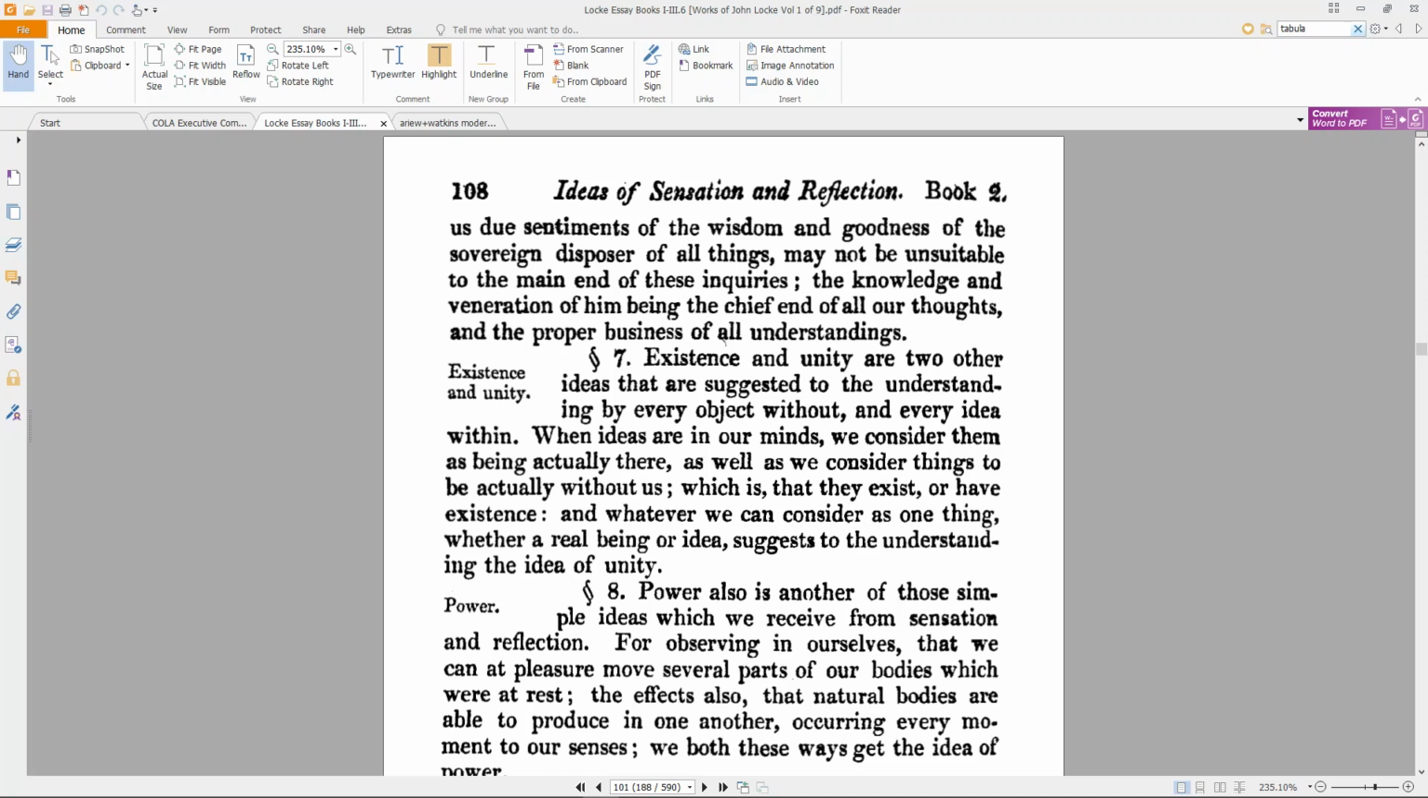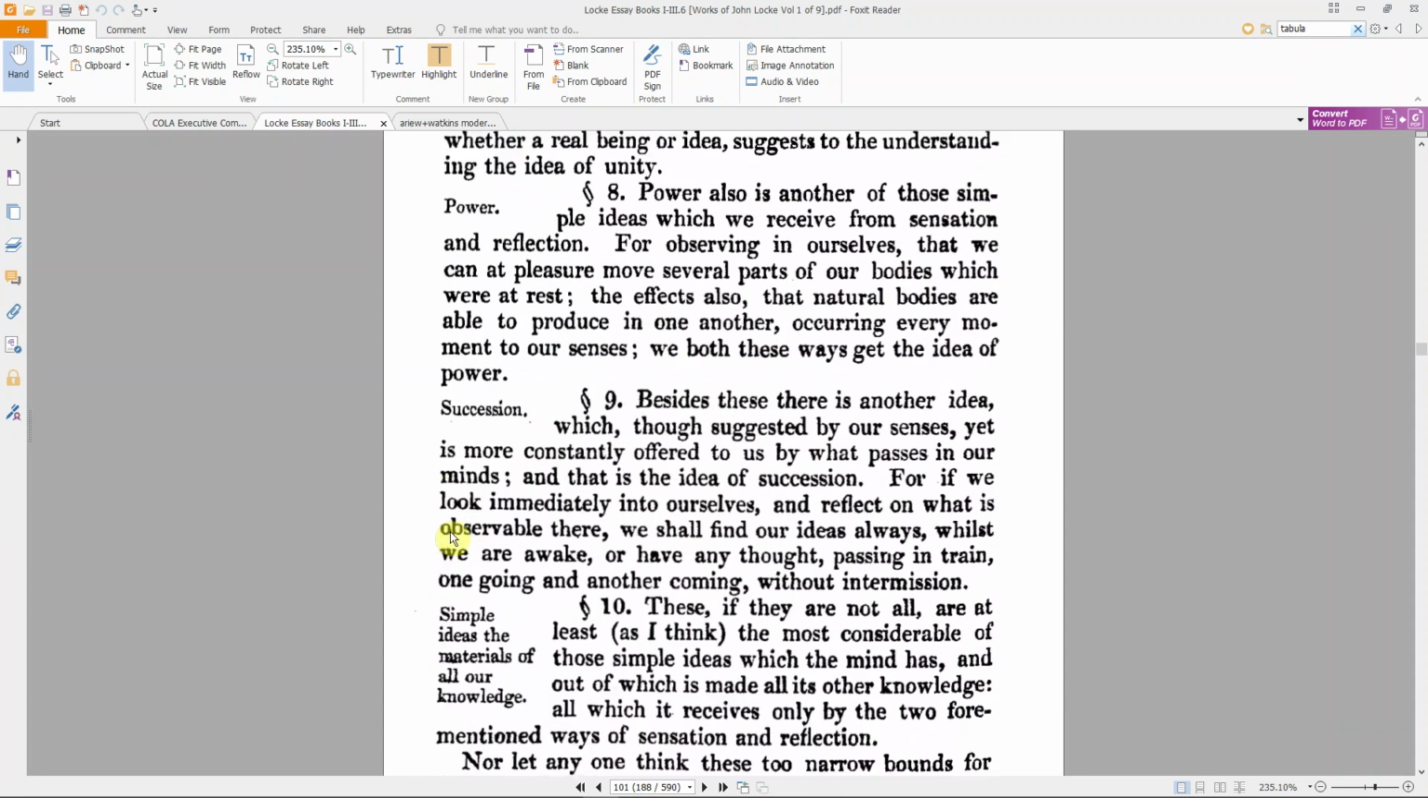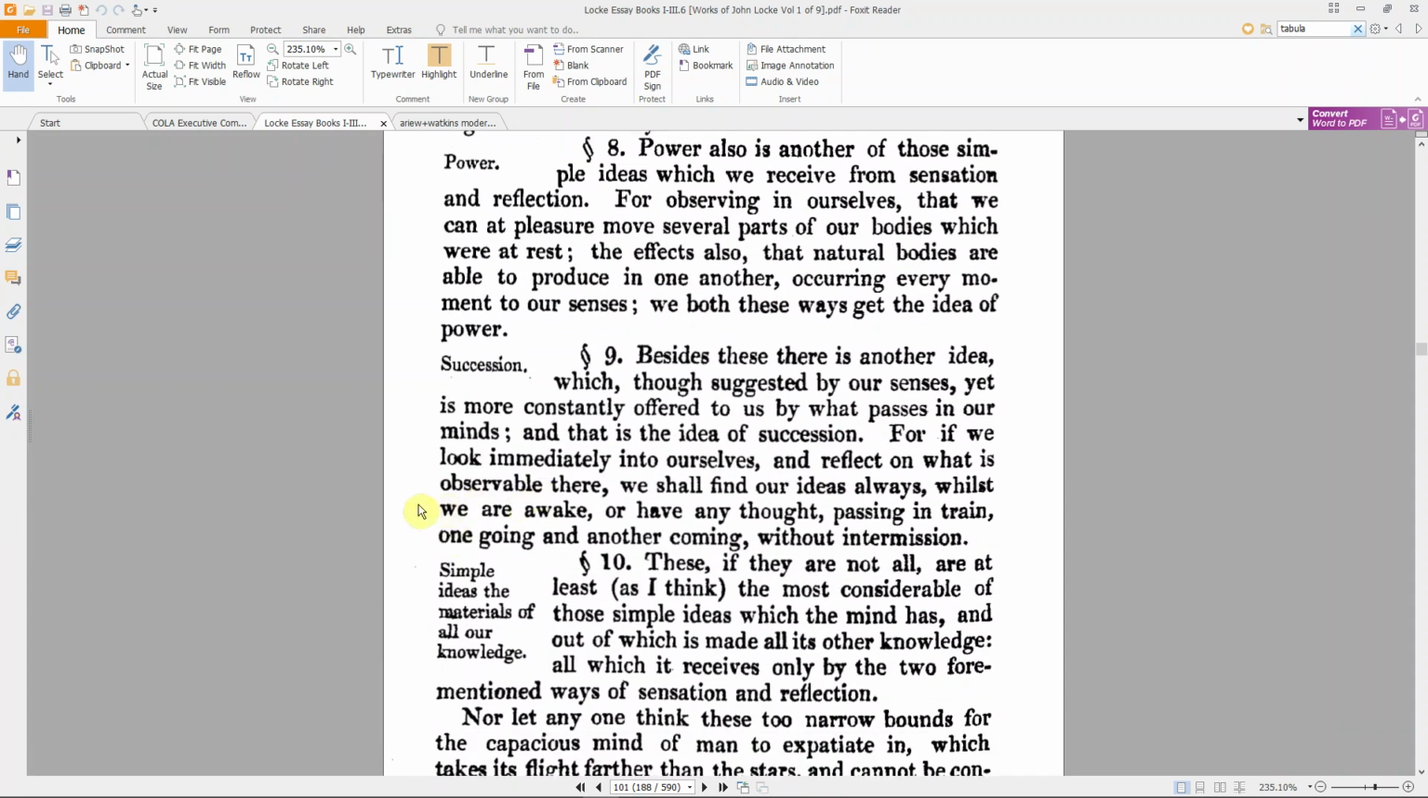Here again, Locke goes extremely quickly through his account of these things. He has this hugely long book, but he covers these points extremely briefly. And so he goes through existence and unity, power, succession. Where does this idea of time and succession and change come from? How do we get an idea of that?